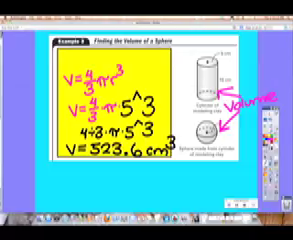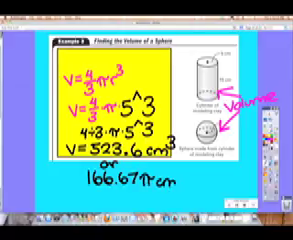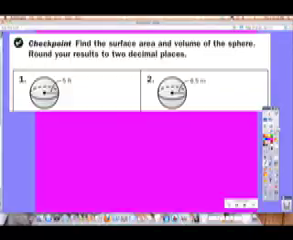Try these two, but if you read the directions, you need 2 answers on every one. Surface area answer and then volume answer. I'll write the formula so you don't have to flip back in your notes. Surface area formula 4 pi r squared. Volume formula 4/3 pi r cubed. Okay, go for it. Number 1, I left it in pi.